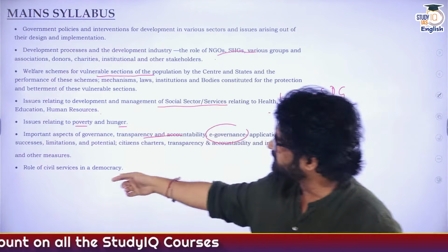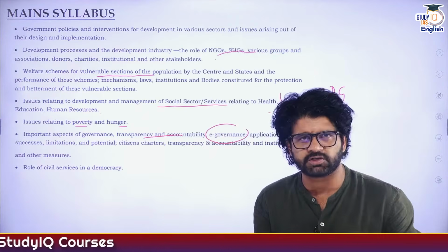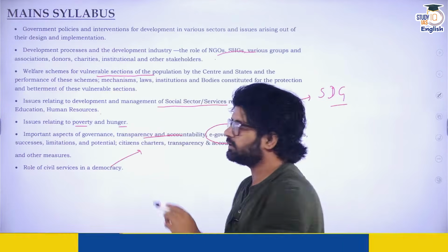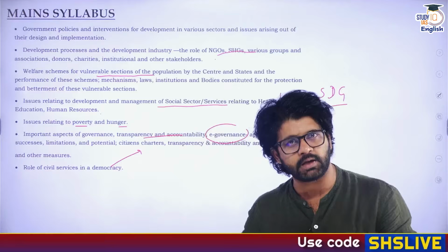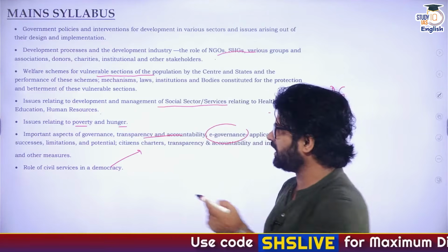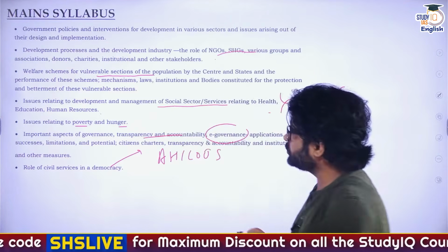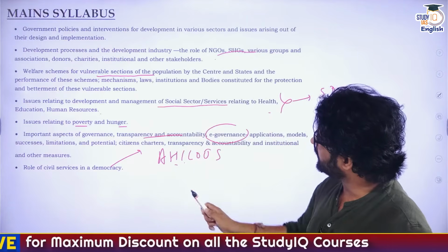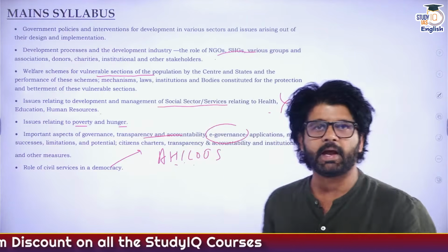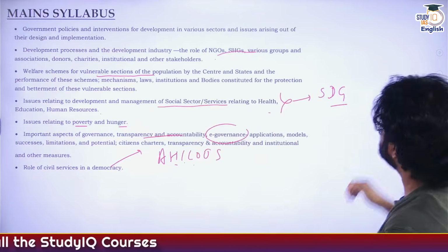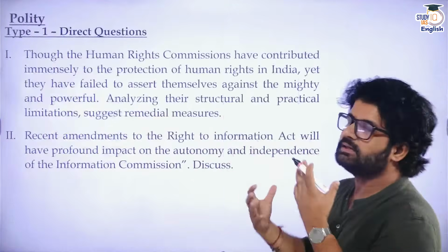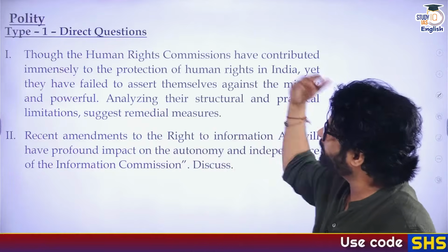Then again, role of civil services in a democracy, what attributes a civil servant should have. This civil servant and their role and their attributes is also there in GS Paper 4 ethics. The attributes according to the Nolan Committee, which you should have: accountability, honesty, integrity, leadership, objectivity, openness and selflessness. So again, these are the points which you have to keep in mind. Delineate your syllabus and then go to PYQs.